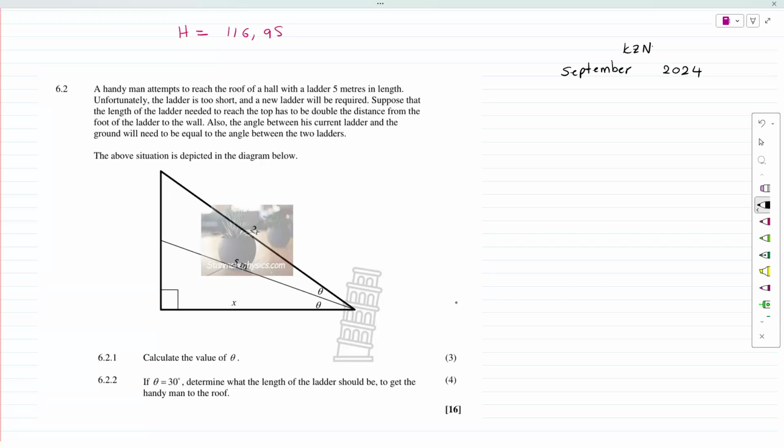So there's a handyman, and he attempts to reach the roof of a hall with a ladder that is 5 meters in length. Unfortunately, the ladder is too short and a new ladder will be required. Suppose that the length of the ladder needed to reach the top is double the distance from the foot of the wall. Also, the angle between his current ladder and the ground will need to be equal to the angle between the two ladders. This is generally an easy question.